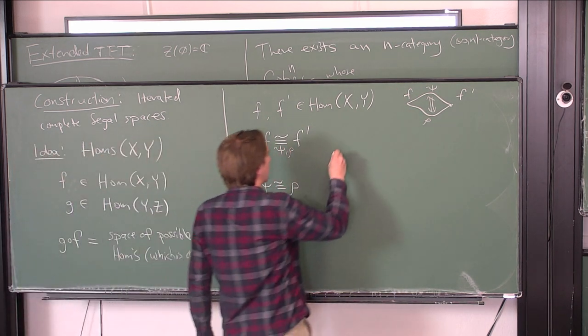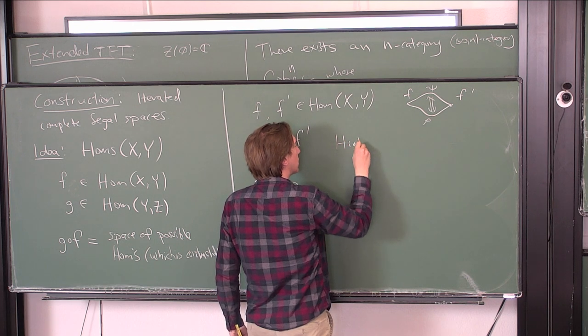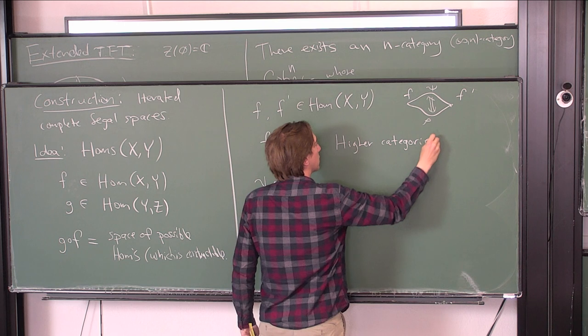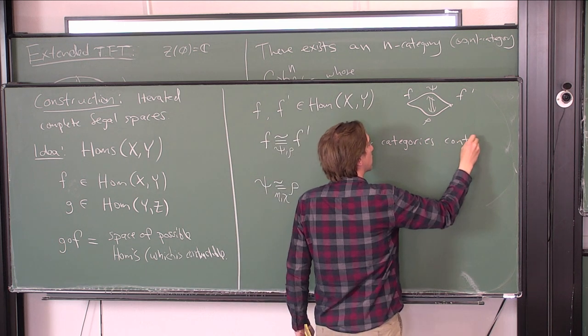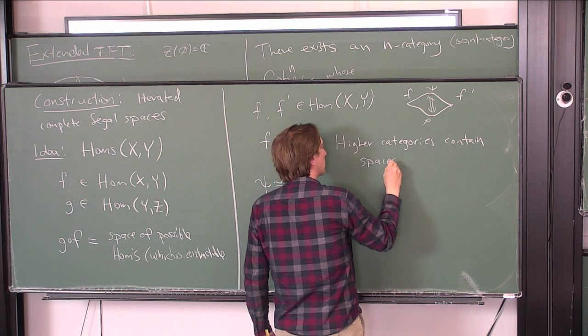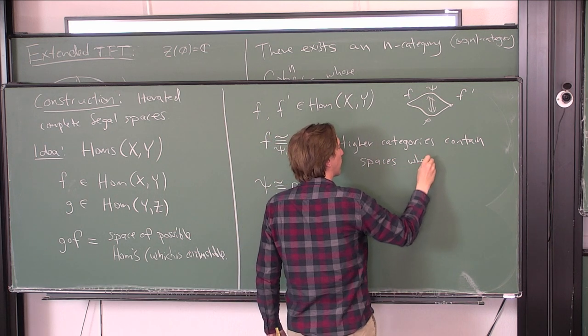So in this way, higher categories contain spaces when you restrict to isomorphism.